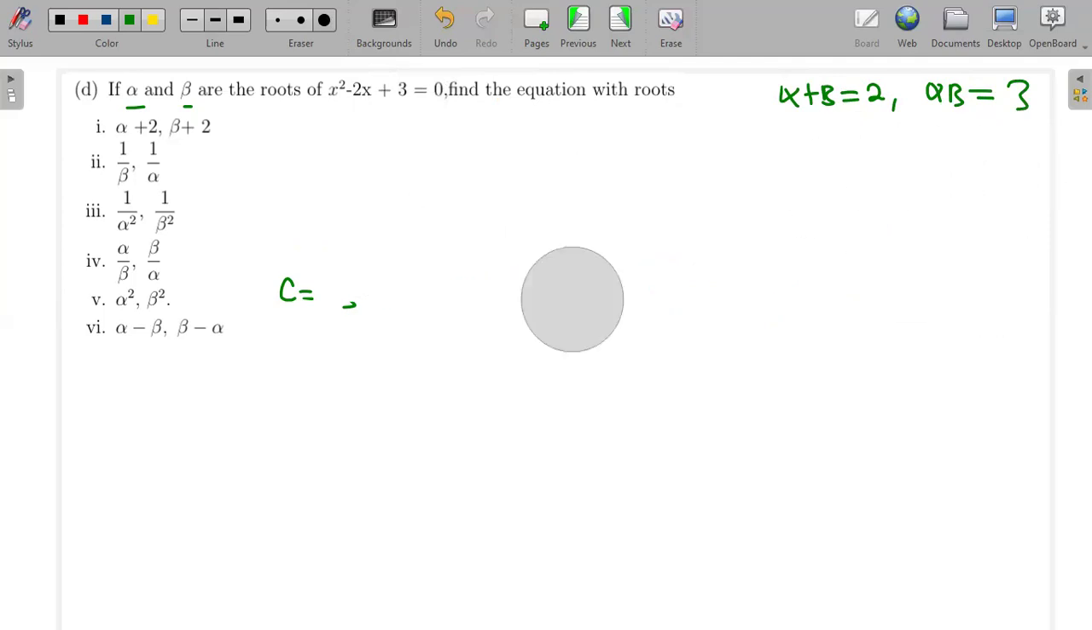Then using that information, we're going to find the new quadratic equations for all these roots here. We start with the first one. We just have to find the sum of these roots and the product. So the sum is going to be equal to alpha plus 2, plus beta plus 2.